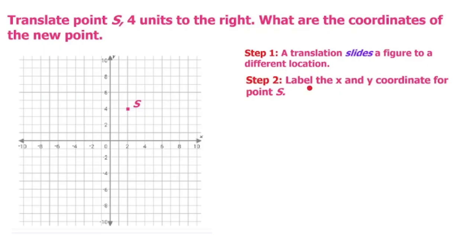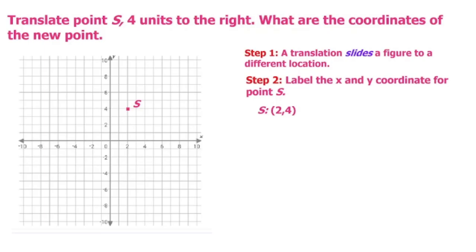Step 2 now is label the x and y coordinate for point S. So S, we could see the x coordinate is 2 and the y coordinate is 4. So S, x and y is 2, 4 on the graph.